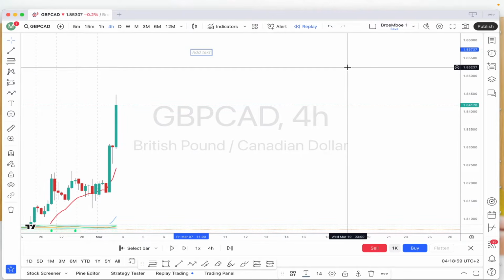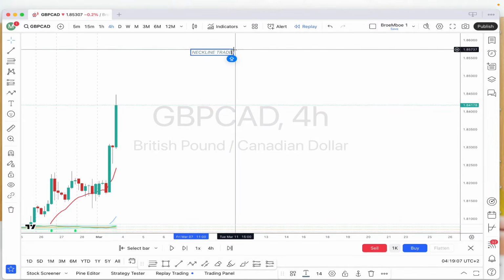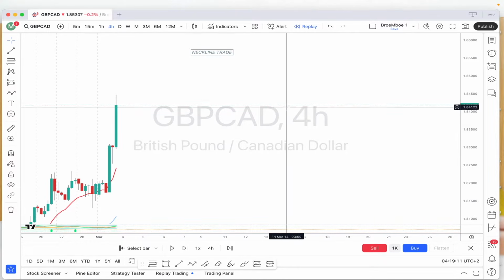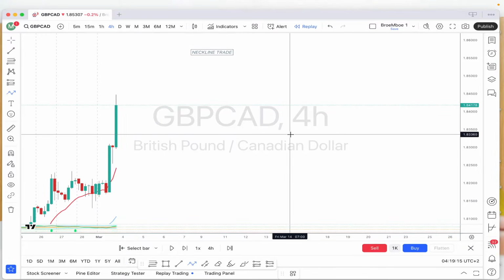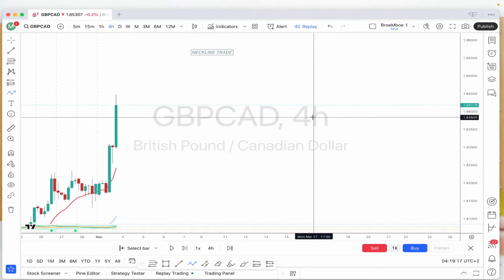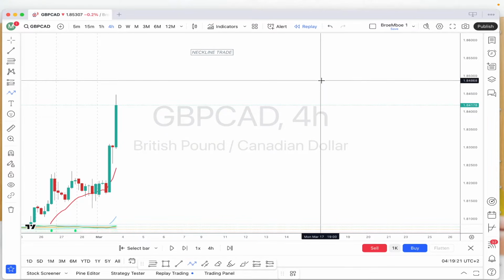So today we are going to be talking about the neckline trade. I know there's a lot of variations to this, and some people might call this an order block trade. Some people might call it a breaker block, mitigation block, whatever you want. It doesn't matter. It's still the same concept. But what do we mean by this?